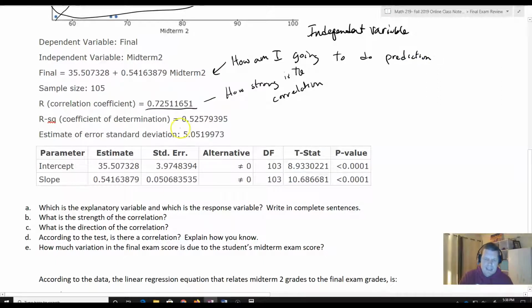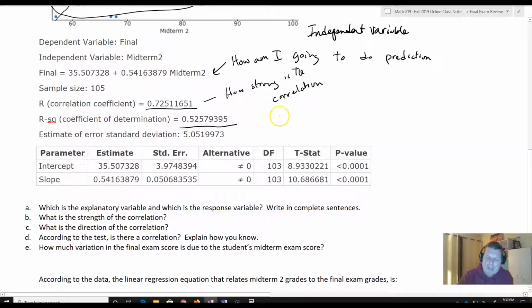Then I've got this thing here called R squared. R squared is called the coefficient of determination. What it tells me is how much variation there is in the final exam scores that's due to the midterm score. So it also tells me how good a predictor the midterm score is for predicting the final exam score, okay?